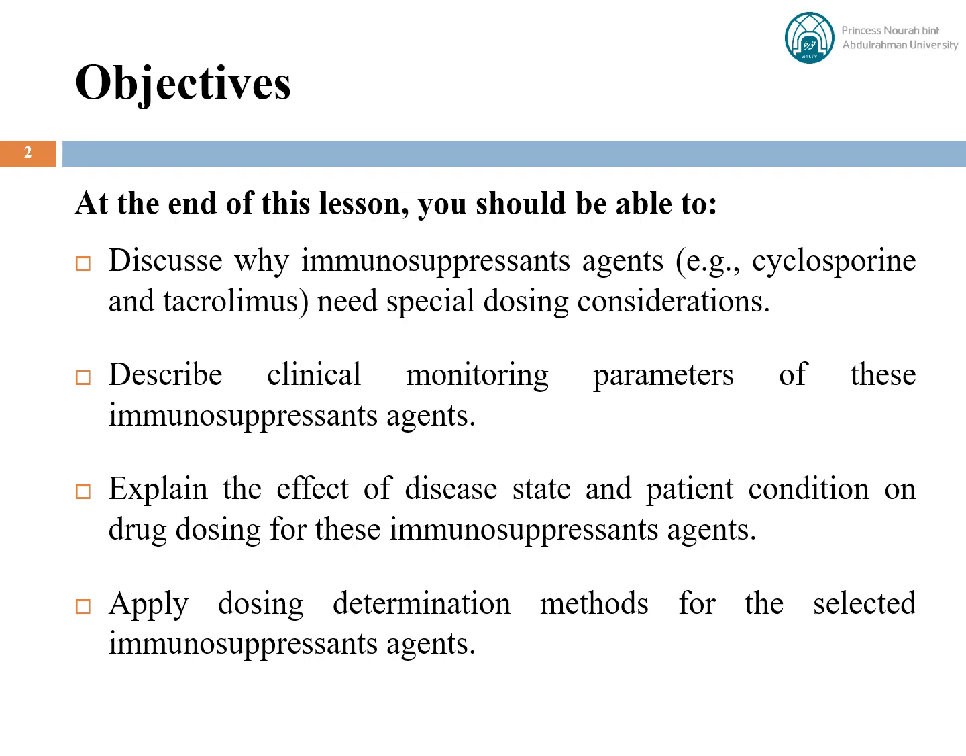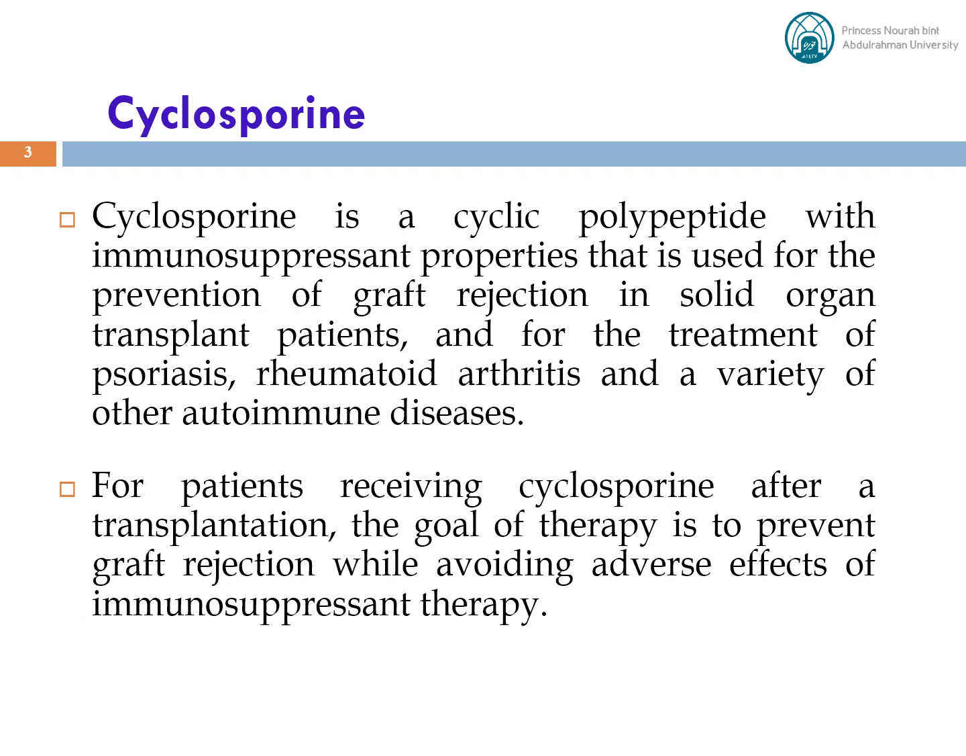In our previous case for the aminoglycosides, we considered either the conventional dosing technique or the extended dosing interval technique. Now let's start with cyclosporin. Cyclosporin is a cyclic polypeptide with immunosuppressant properties that is widely used for the prevention of graft rejection in solid organ transplant patients.